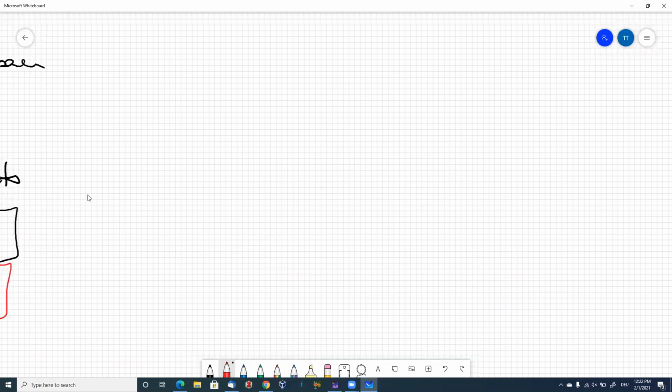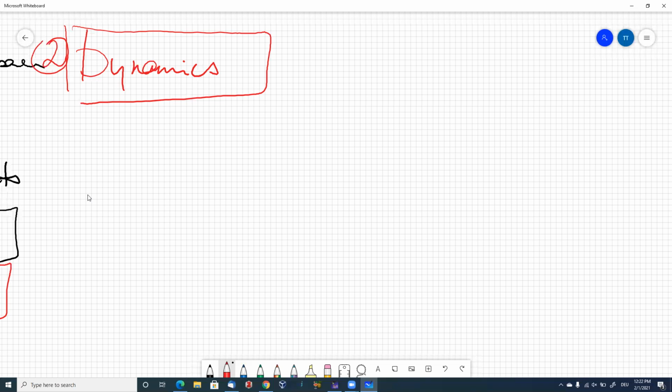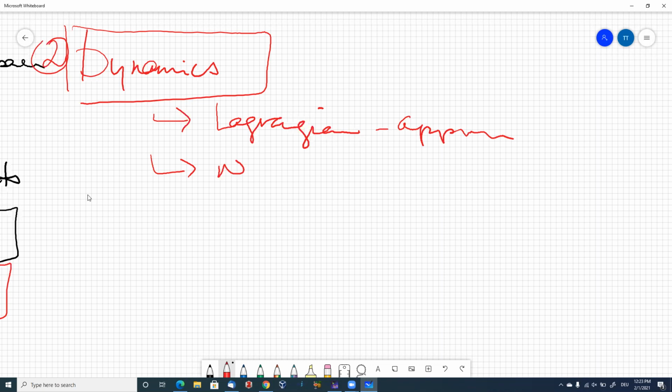Okay, then the other topic is dynamics. In the dynamics, we said that even though there are various approaches, two are the most common. One is the Lagrangian approach, and the second is the Newton-Euler approach. Newton is the linear motion, Euler is the rotational motion, so it is a combination of the linear and the rotational motion.